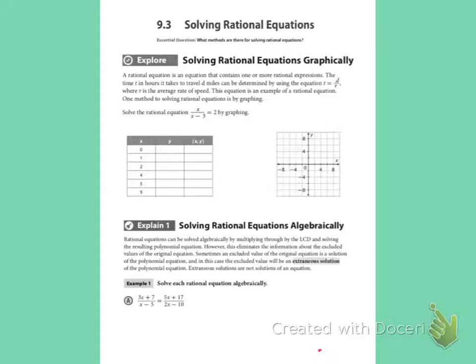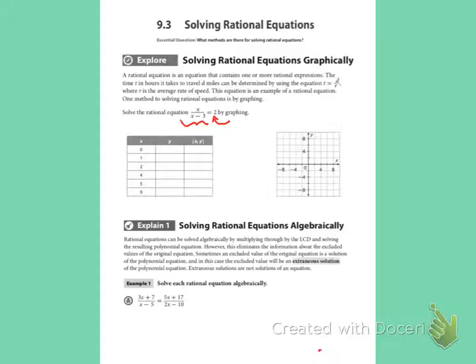We could go ahead and take a look at all the features that we know about this graph, and we could construct a graph of x over x minus 3. And then, of course, we could also construct a graph of y equals 2, which of course is a horizontal line. And we could look to see where the two would cross, and that would represent the solution if there was one.